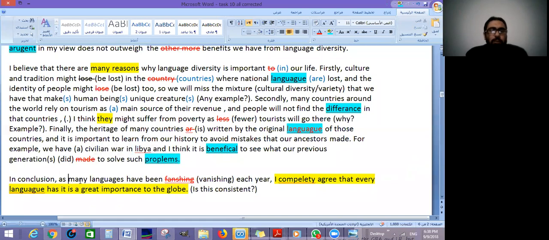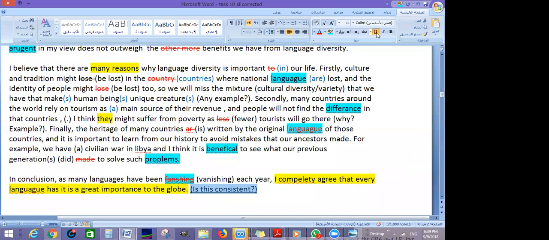Okay, in conclusion, as many languages have been vanishing each year, I completely agree that every language has its great importance to the globe. I'm just highlighting these spelling things because I want you to be aware of them, so you can find them and work on them. Now, my question is, is this conclusion consistent? Who wants to tell me?